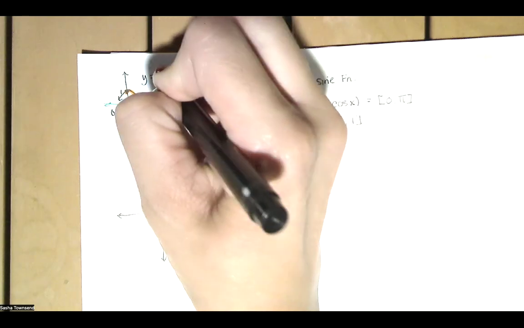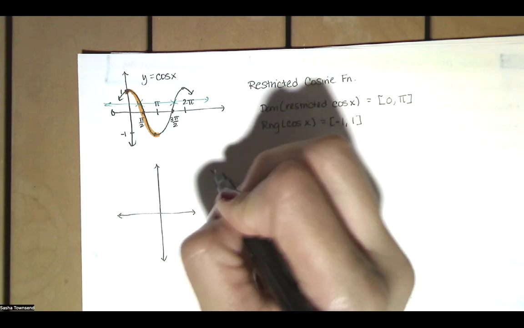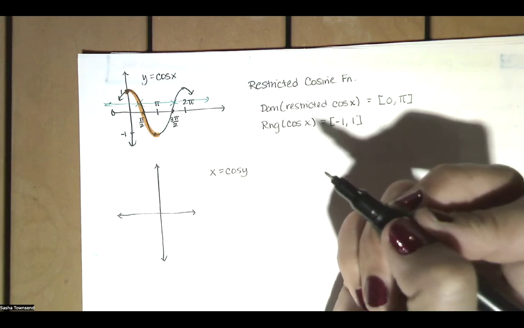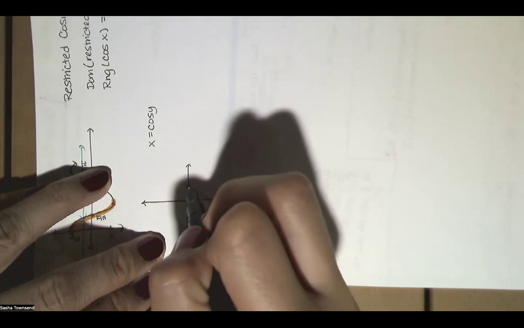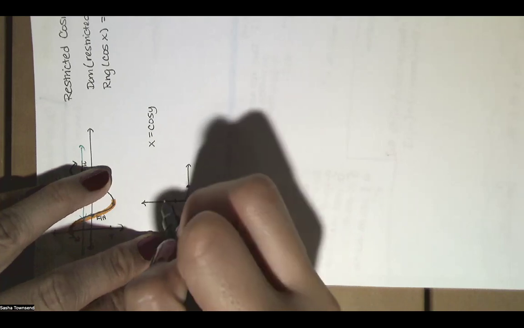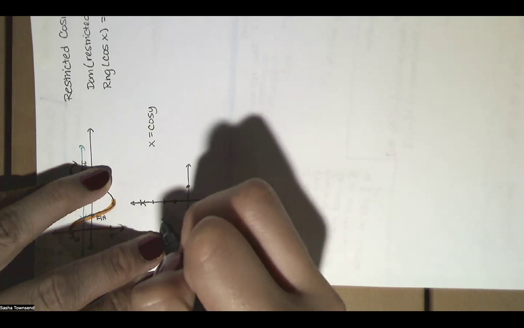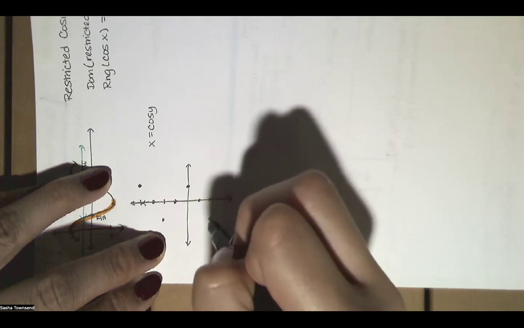This is y equals cosine of x. If I want x equals cosine of y, I'm just drawing that cosine function on its side. So I almost turn my paper sideways and start drawing a cosine curve. I start at the max, then I go to 0, then I go to the min, then I go back to 0, then I go back to the max after that. So it's max, 0, min, 0, max. And then that pattern repeats down here as well.